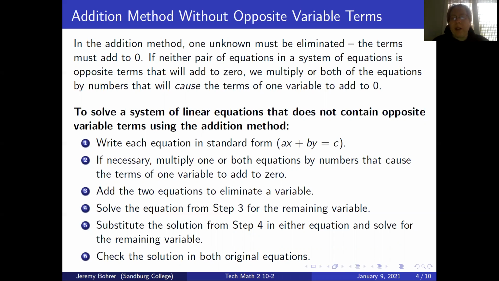So to solve a system of linear equations that does not contain opposite variable terms using the addition method, first, we write each equation in standard form again, ax plus by equals c. Second, if necessary, we multiply one or both equations by numbers that cause the terms of one variable to add to 0. Third, we add the two equations to eliminate a variable, and then solve the equation that we get for the remaining variable. Then we substitute the solution from step 4 in either equation and solve for the remaining variable, and we check the solution in both original equations.